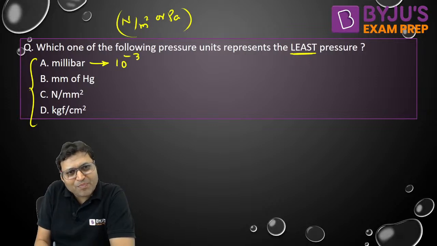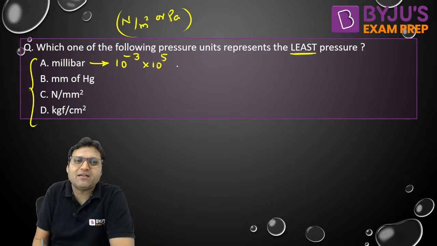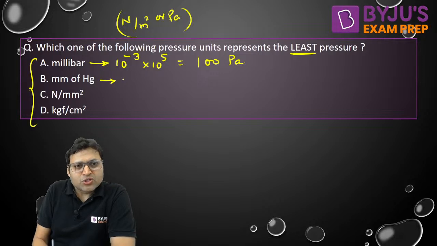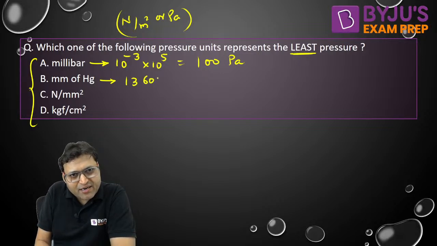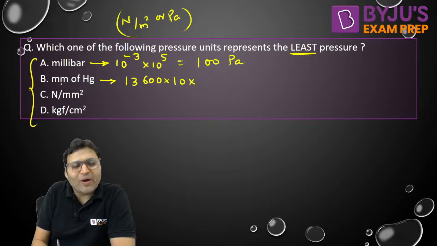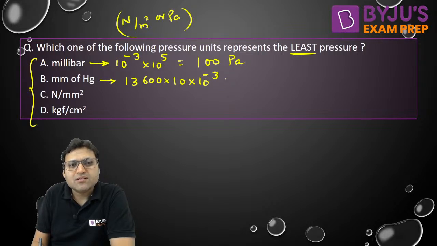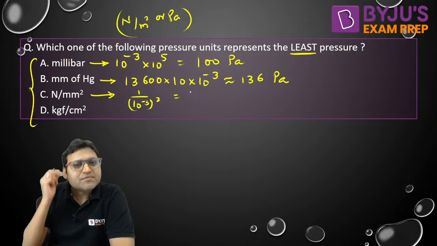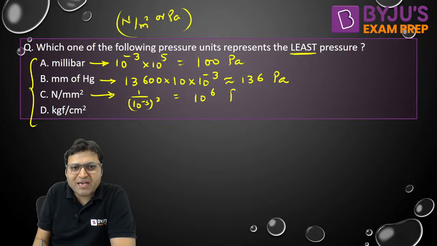1 millibar is 10 to the power minus 3 bar into 10 to the power 5 Pascal. So it will be 100 Pascal, isn't it? 1 millibar is 100 Pascal. 1 millimeter of mercury: density of mercury 13,600 into g into h, 10 to the power minus 3. So it will be 136 Pascal. 1 Newton per millimeter square, convert millimeter, so 1 upon 10 to the power minus 3 square, so it will be 10 to the power 6 Pascal.